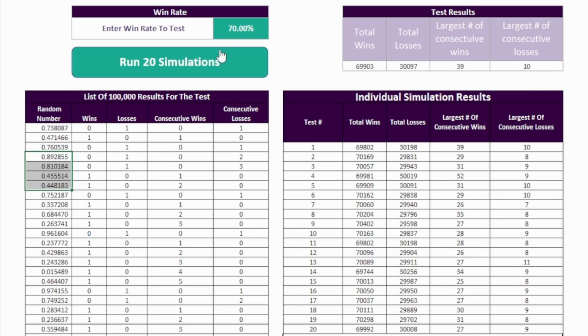But what we're saying is, if we have a system or a strategy that wins 70% of the time, this is, based on 100,000 trades, a period of what you will get in terms of consecutive wins or consecutive losses. And this is as a guide. So I'm going to click this button now, and it will take us through 20 simulations, and then we can just start to look at the data that is collected.